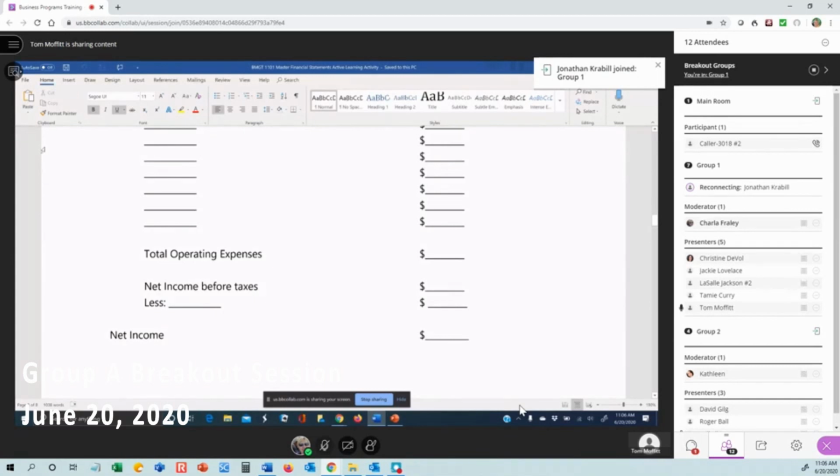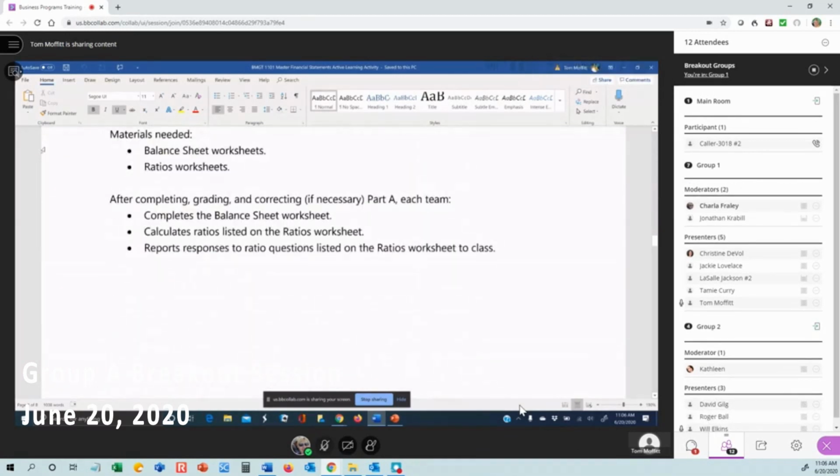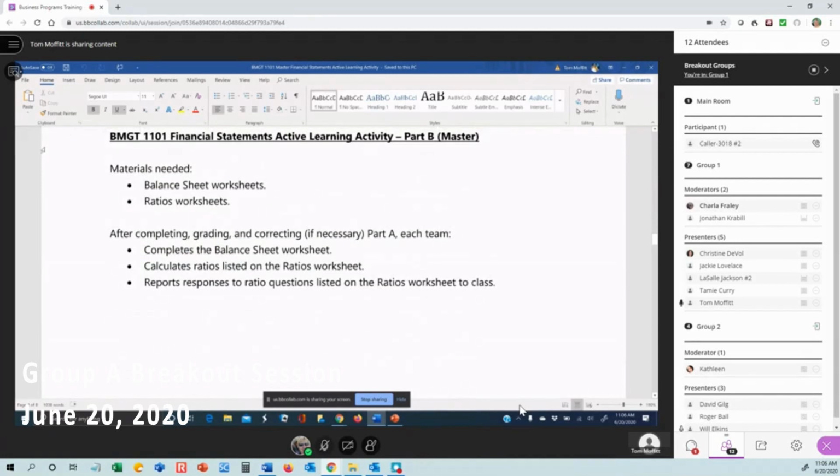Once they've got that, they can report back to the group. If they want to do just part A, you can do that in one class meeting or one class period. Then if you want to go to part B, you can do that at another time, or you can do it in the same class meeting. I find that it probably works better to break it up a little bit.